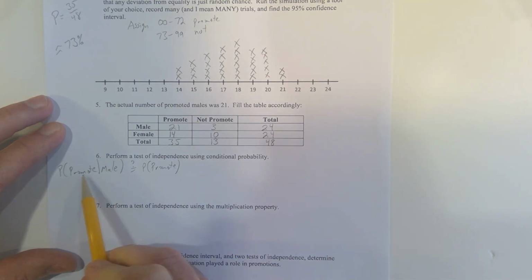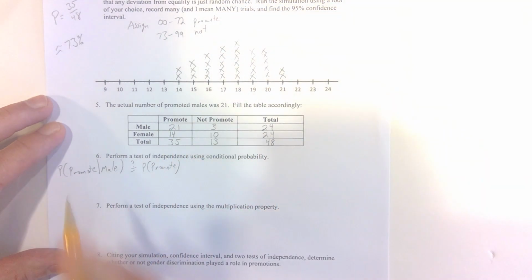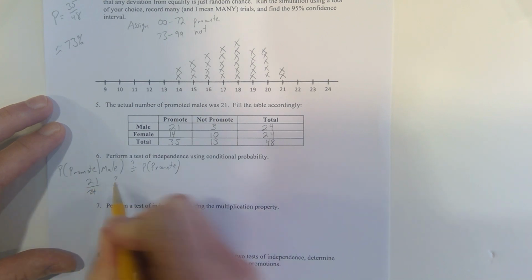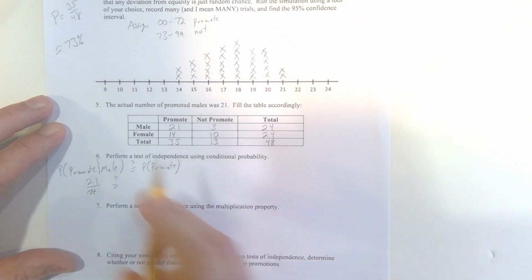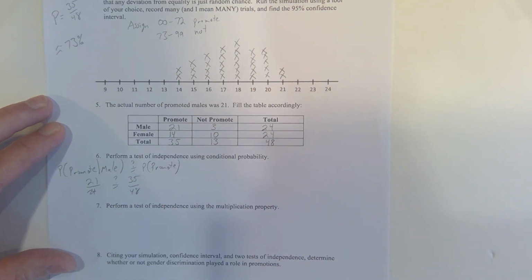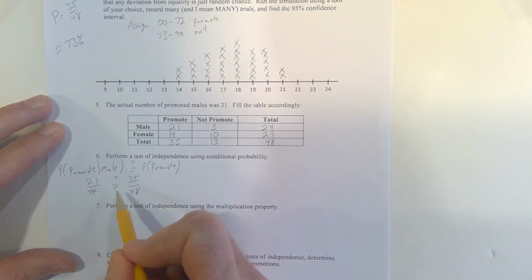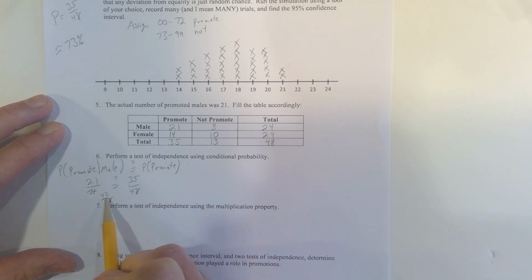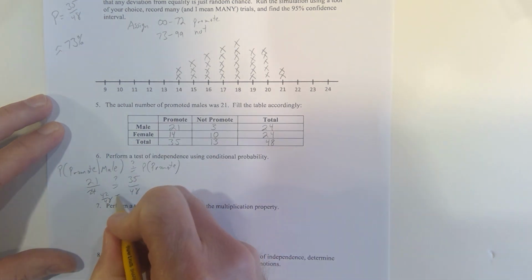Well, promote given a male, 21 out of 24. Overall promotion, 35 out of 48. Are those equivalent? Oh, I know I can get a common denominator here. So just double that. That's 42 out of 48. And I can see this is larger than that. Males are being promoted more frequently than they should be if gender is independent here. Okay, so these are not equivalent.